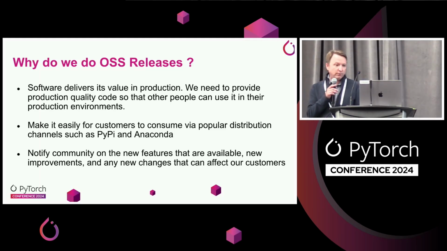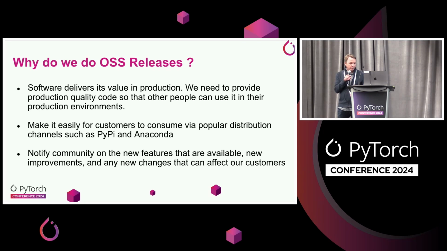So the first question, why do we do OSS releases? Software delivers its value in production. We need to provide production quality code so that other people can use it in their production environments. We would like to make it easier for customers to consume the binaries via popular distribution channels such as PyPI, Anaconda, and Docker Hub. And we would like to notify the community of the new features that are available, improvements, and new changes to the system.